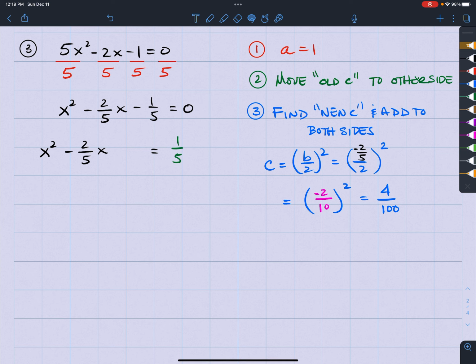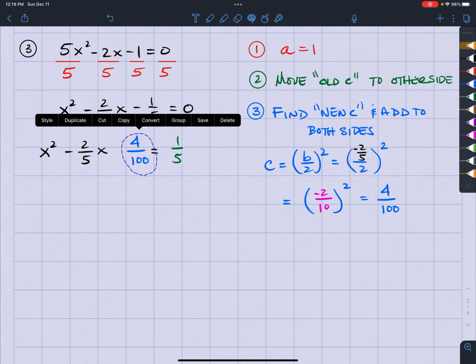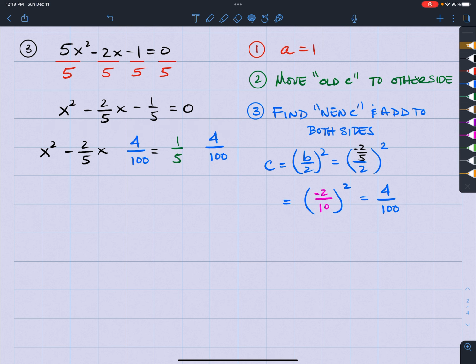So I'm going to take this right here and add it to the left side. And if I add that to the left side, I have to also add it to the right side. And since that came out to be positive, that's why I'm going to add it.